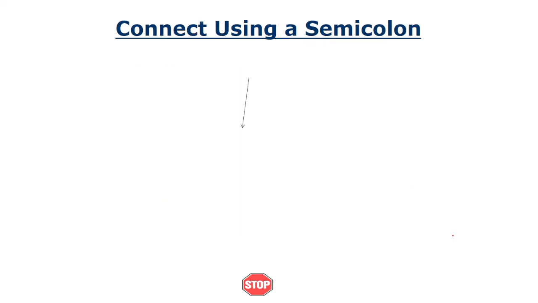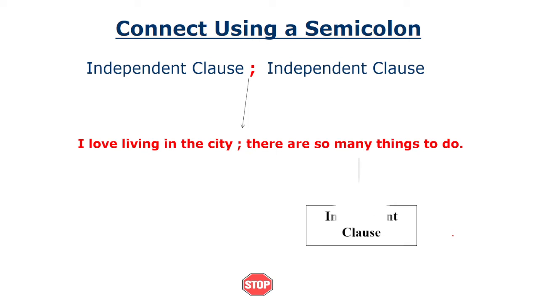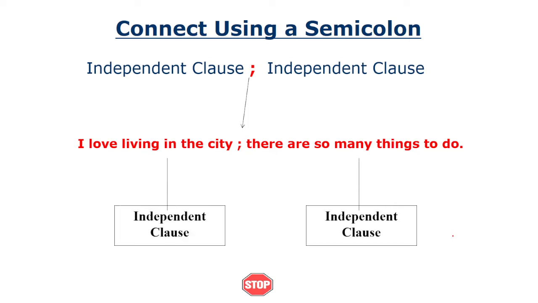Next, connect using a semicolon: independent clause, semicolon, independent clause. I love living in a city; therefore, there's so many things to do. Here, one independent clause, second independent clause, and a semicolon.